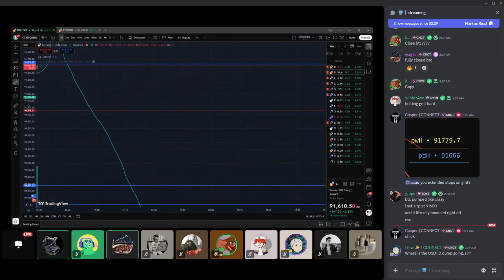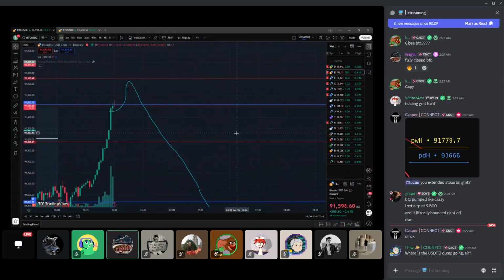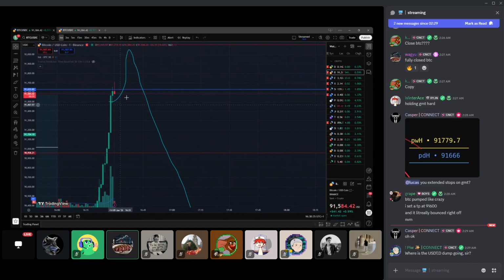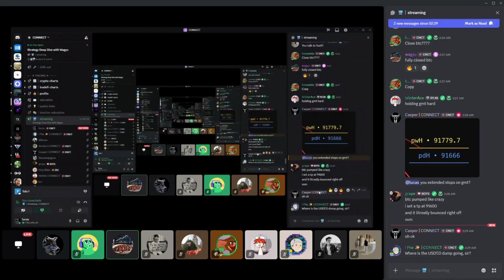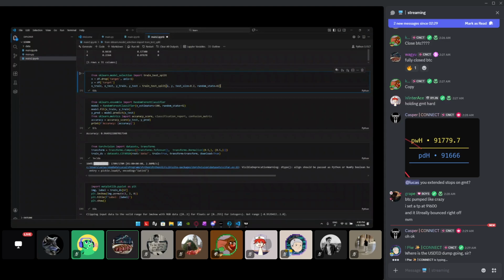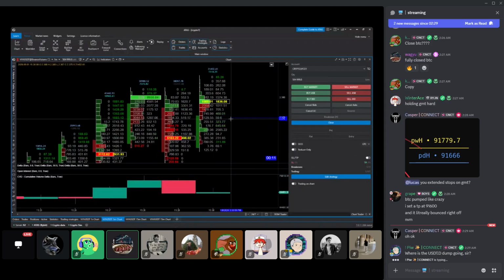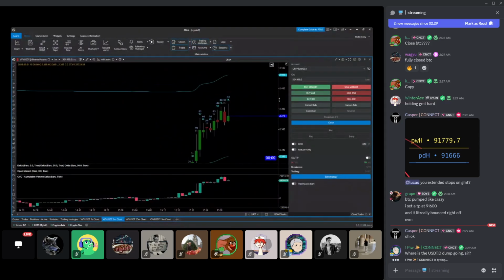If everyone remembers, 117k, holy pump. My idea is almost perfect. This is almost the same pump. We'll probably continue, but we'll have a bad distribution in this weekend.